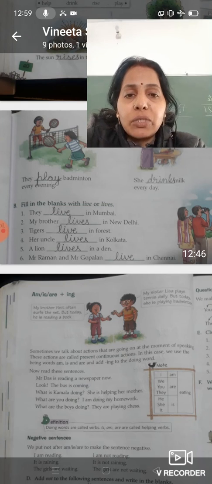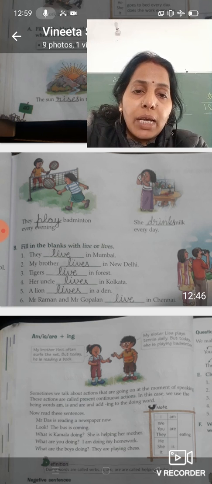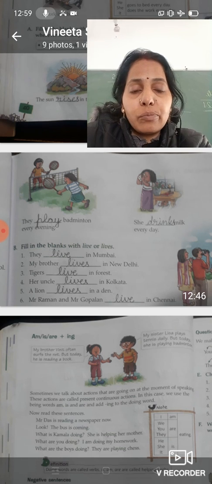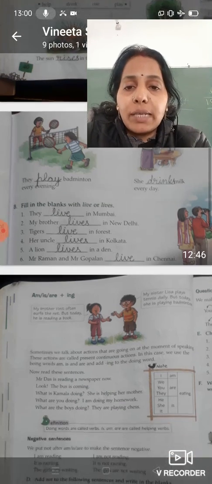Okay. In the next picture you are seeing, children, a girl who is drinking milk, and she is single, means a singular noun is there. So you will write, she drinks milk. Now go to the next part.